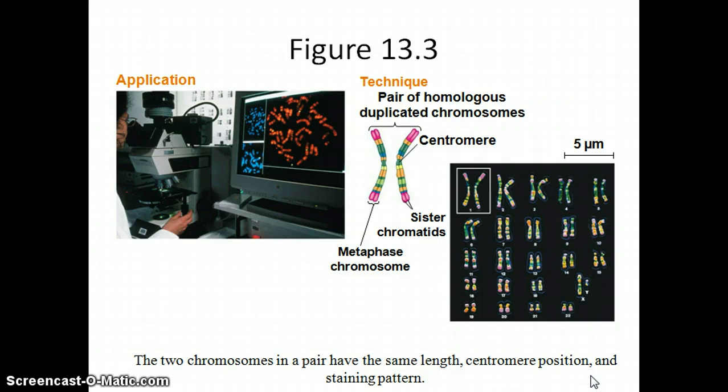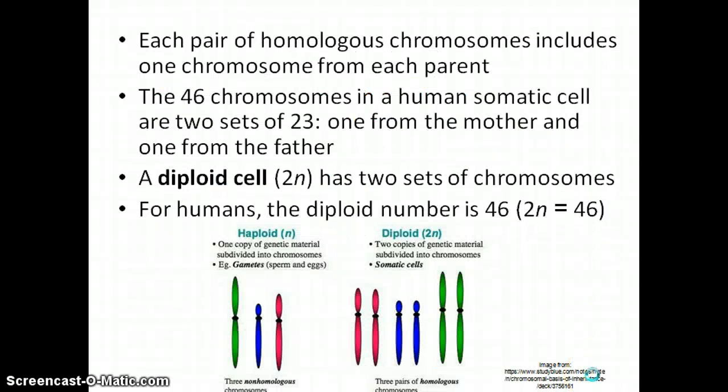Again, another thing to keep in mind with homologous chromosomes is that they're going to have the same staining pattern, they're going to have the same centromere position, and they're going to be the same length. Okay, so this is really repeating what we've been saying all along, but just for clarity, I don't think it's harmful to keep going over it.